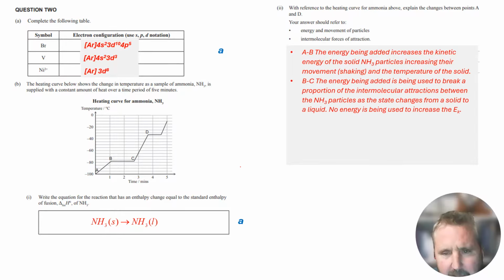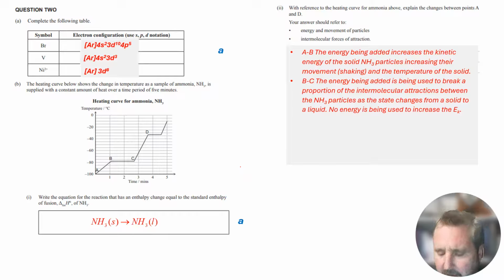But when we get to B, you can notice that the temperature stops increasing. So the energy being added between B and C is used to break intermolecular attractions. It breaks a small proportion, maybe a third, maybe 40% of the attractions between the NH3 particles as the state changes from a solid to a liquid. No energy is being used to increase the kinetic energy. So there's no increase in the movement or the kinetic energy.